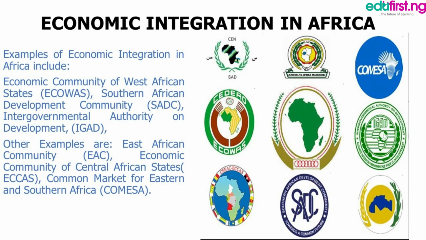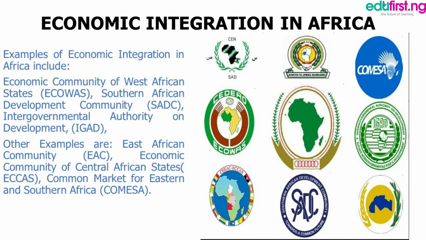Now, economic integration in Africa. I want us to look at several examples of economic integration in Africa. Number 1 is Economic Community of West African States, ECOWAS. We have Southern African Development Community, Intergovernmental Authority on Development, that is IGAD. You can see all their logos here. Other examples of economic integration in Africa include East African Community, Economic Community of Central African States, Common Market for Eastern and Southern Africa, COMESA. You see the logos of these other ones too here.